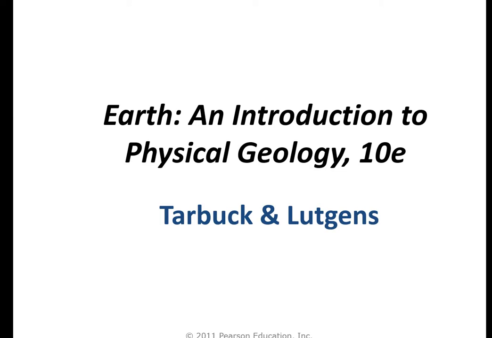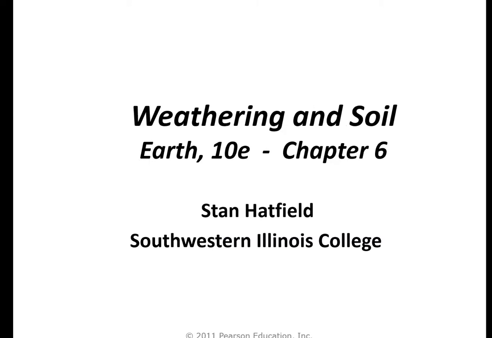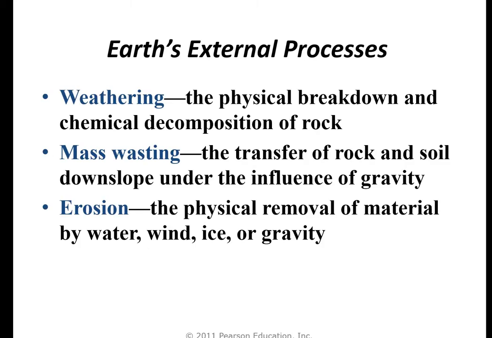Hi folks, this week we're going to cover chapter 6 on weathering and soil in our geology class. So these are external processes on the earth. We have weathering, mass wasting, and erosion. Weathering is the physical breakdown and chemical decomposition of rock. Mass wasting is the transfer of rock and soil downslope under the influence of gravity. And erosion is the physical removal of material by water, wind, ice, or gravity.